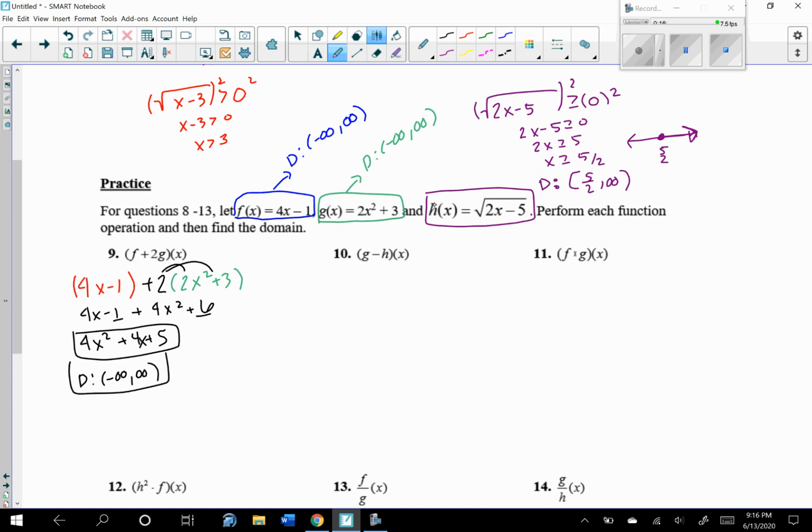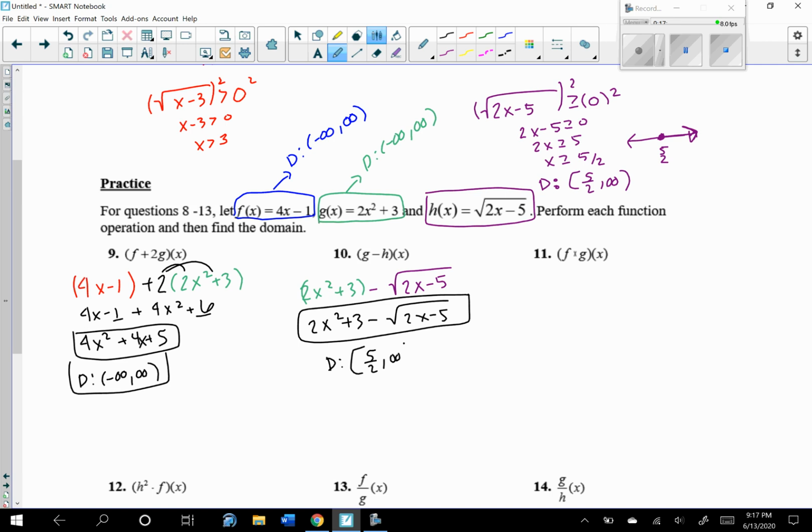Looking at the next one, we have g minus h. So we're subtracting the g minus the h function. And when I do that, none of these have like terms. I can't distribute the negative underneath the radical because there's a radical there. So that is as simplified as we get: x squared plus 3 minus root 2x minus 5. And the domain, because of that radical, is going to be using the domain of h of x. So the domain is bracket 5 halves to infinity.